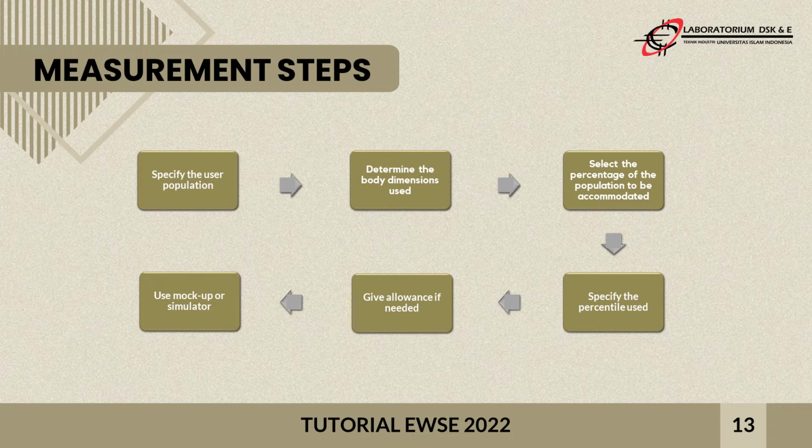Next, we talk about stage of measurement. Once we know the material, we must know the stage of measurement. The stages in making anthropometric measurement are: first, determine the user population. Second, determine the dimension of the body to be used. 3. Selecting the percentage of the population to accommodate. 4. Determine the percentile used. 5. Provide allowance when needed. 6. Use mock-up or simulator for the design.